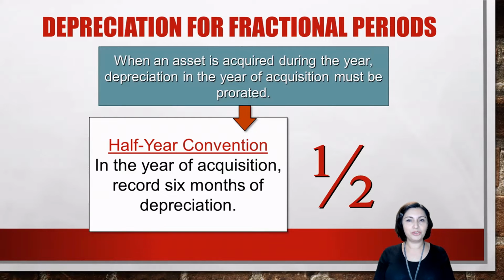So far, we looked at the depreciation of an asset purchased at the beginning of January. It doesn't happen very often that assets are purchased at the very beginning of the year. One way to determine depreciation for assets purchased during the year is to use the half-year convention. Using this convention, in the year of acquisition, we would record half a year or 6 months of depreciation. Let's see how it works.